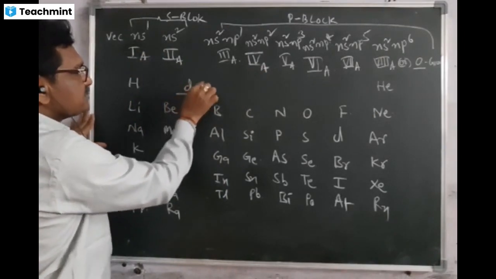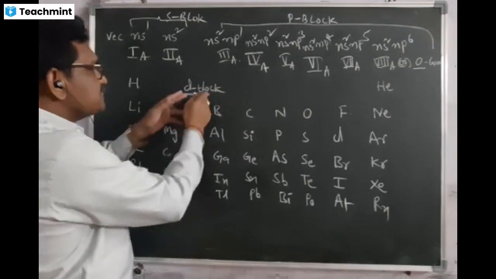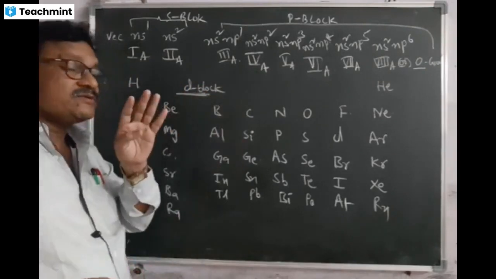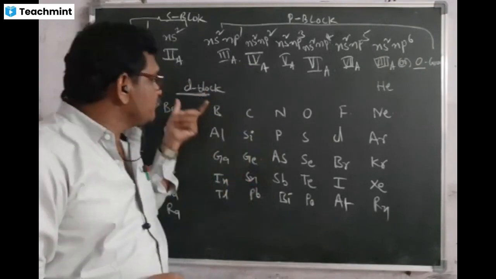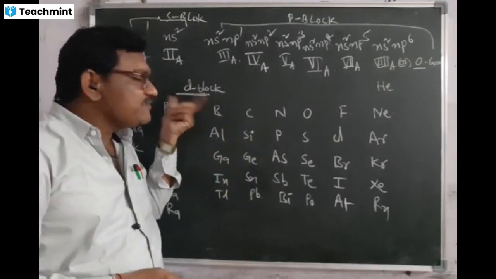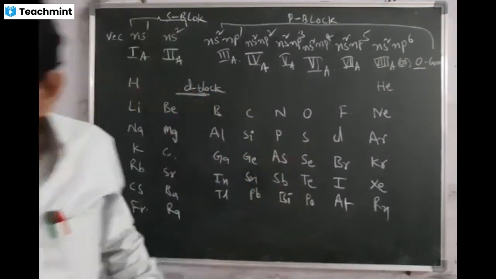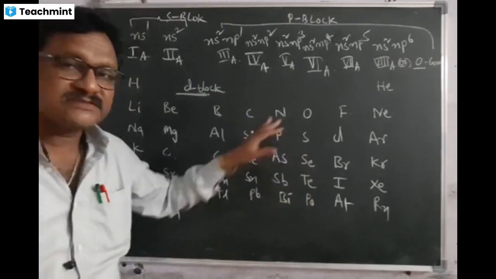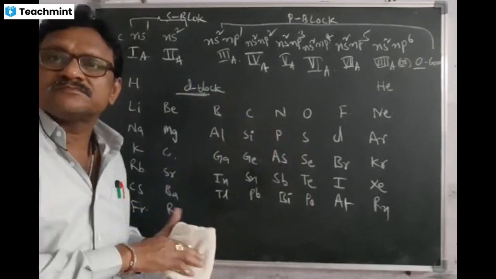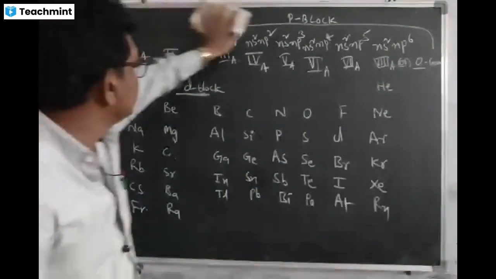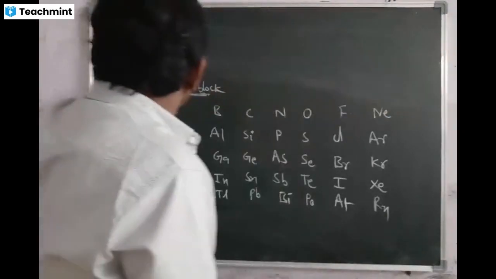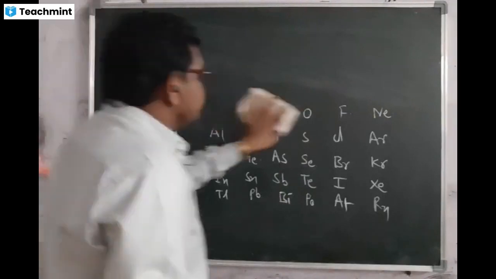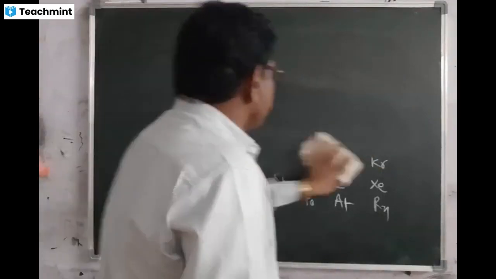D block elements. D block elements are divided into 10 groups. Now I am going to explain the D block groups. How did you write this? I want to remove it. Okay, then we will see the D block groups.